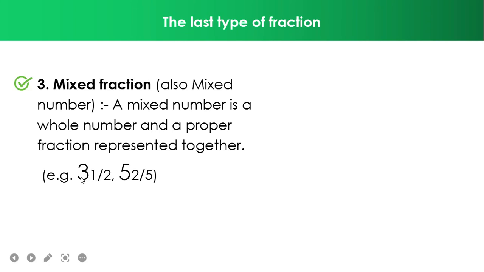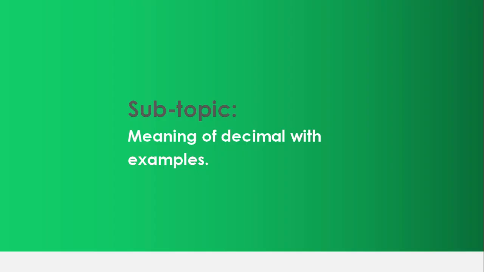That means a mixed number is a whole number and a proper fraction. So we have 5 whole number 2 over 5. That means we cannot see here a mixed number as 5 whole number 7 over 2. You understand? We can't have a mixed number like that.